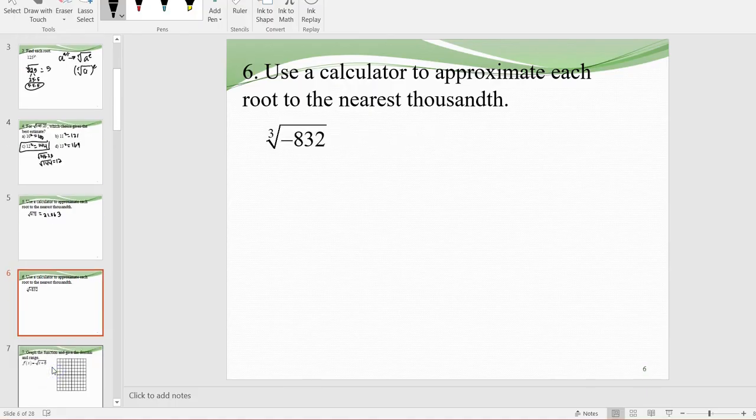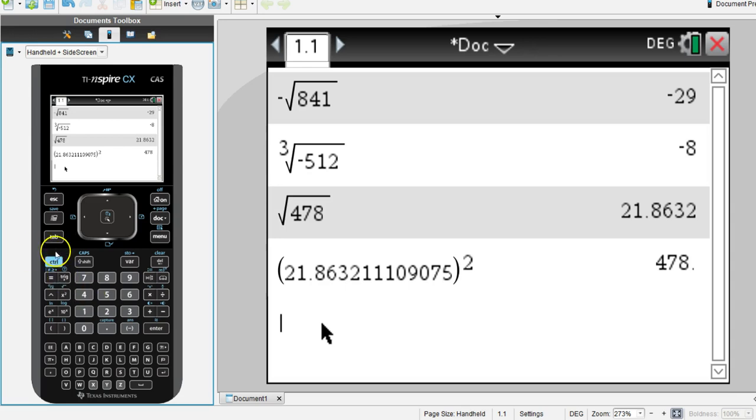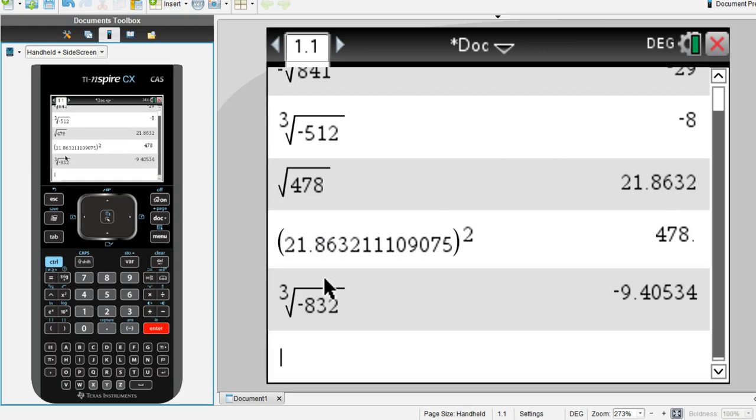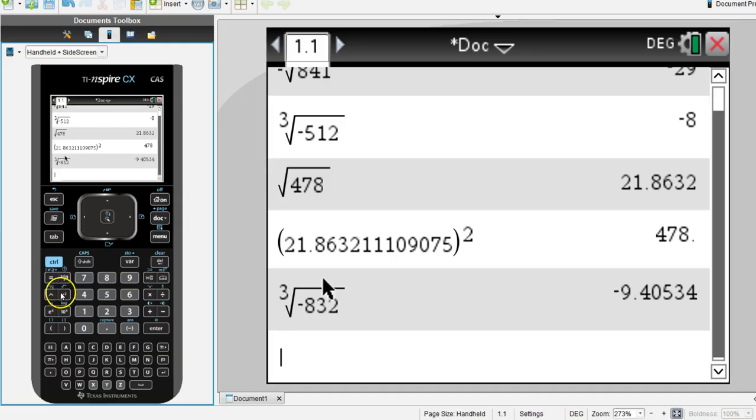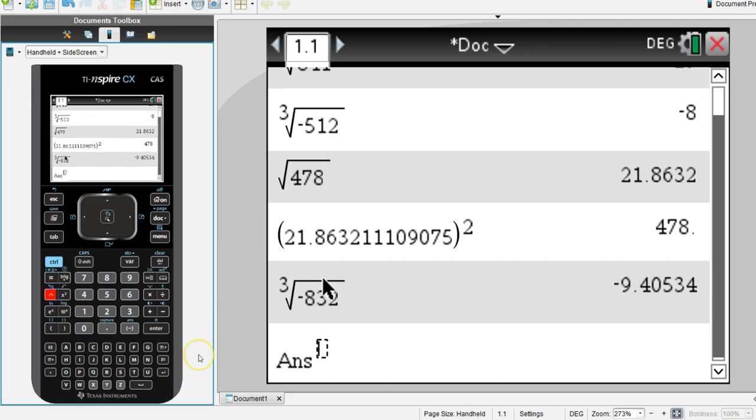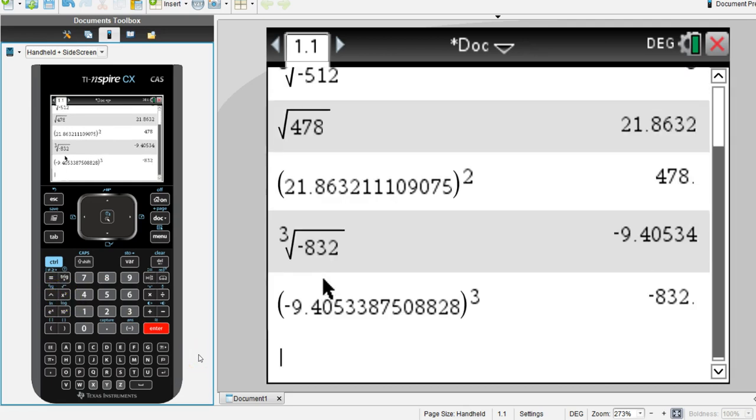Third root of negative 832. So that would be, once again, my third root of negative 832. Make sure that's right, 832. I have 932. All right, so negative 9.405. And once again, I could check this by raising this answer not to the second, but to the third. It should give us negative 832.